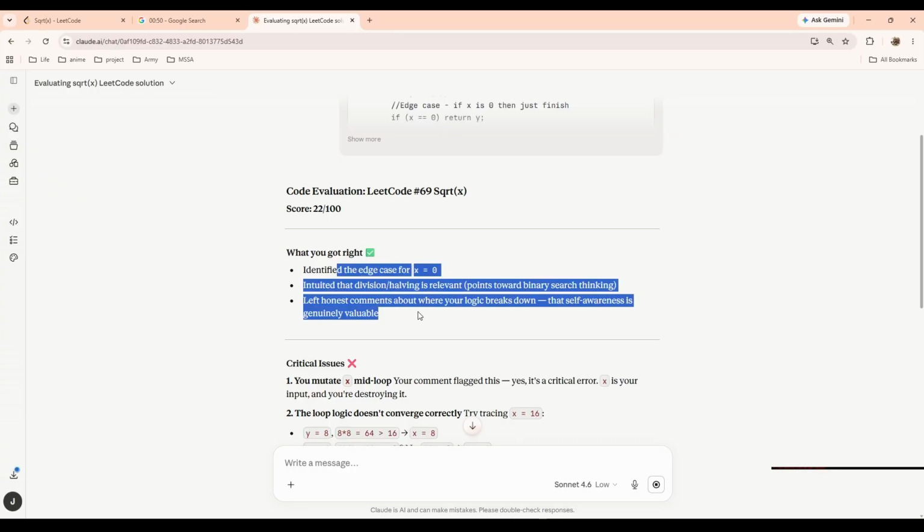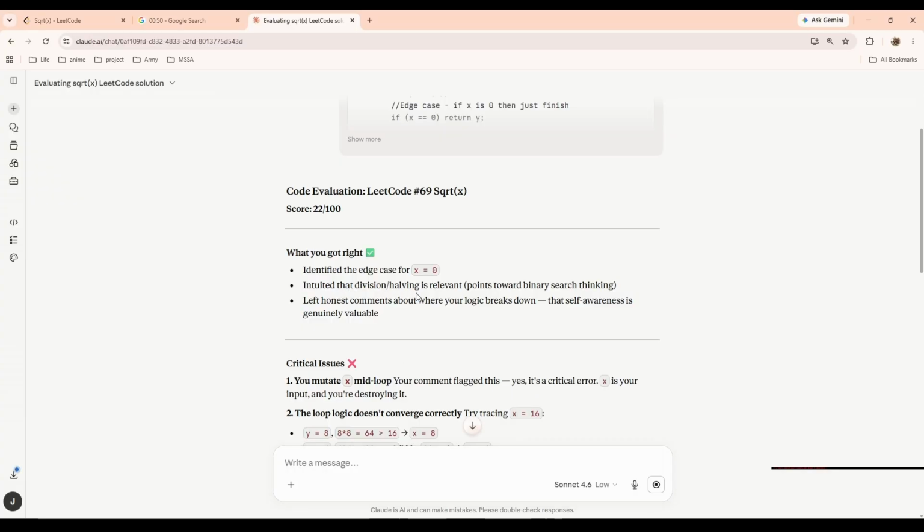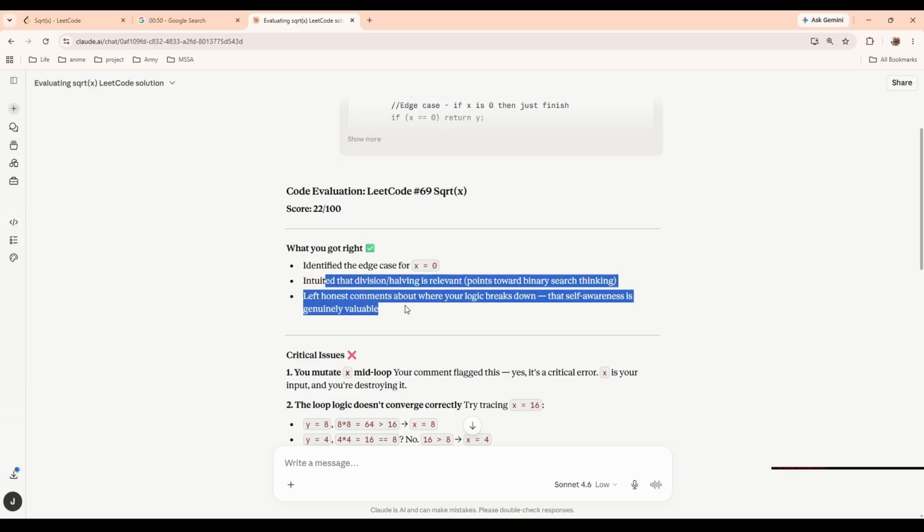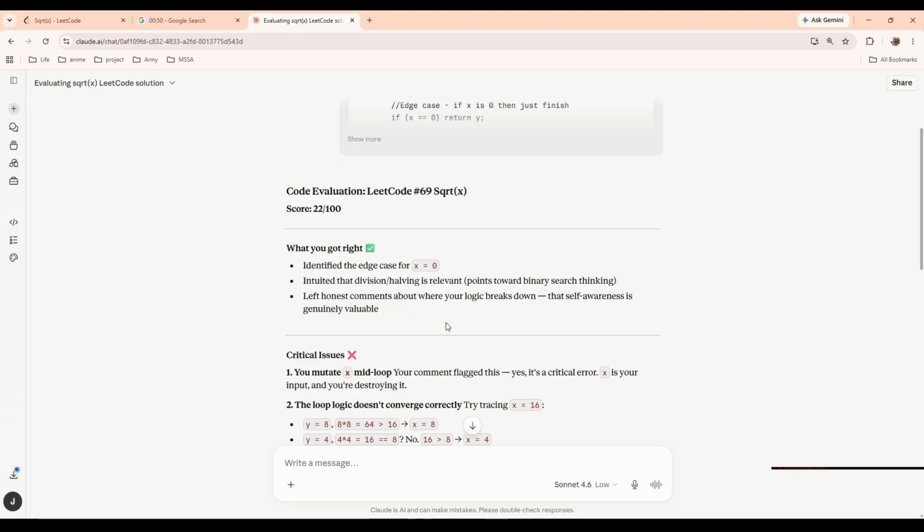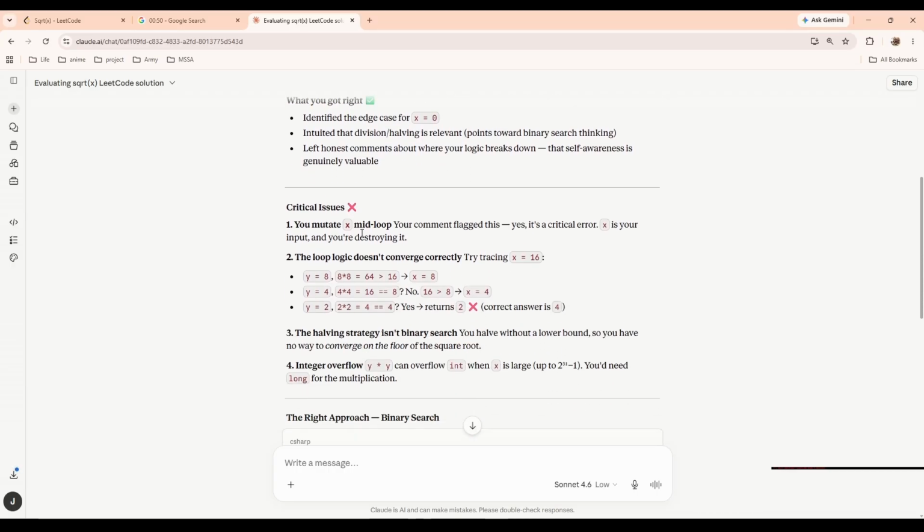Edge case was right. Intuited that division halving is relevant. Left honest comments about where your logic breaks down. That self-learning is extremely valuable. You mutate x mid-loop. Your comment flagged this. Yes, it's a critical error. X is your input and you're destroying it. The loop logic doesn't converge correctly.